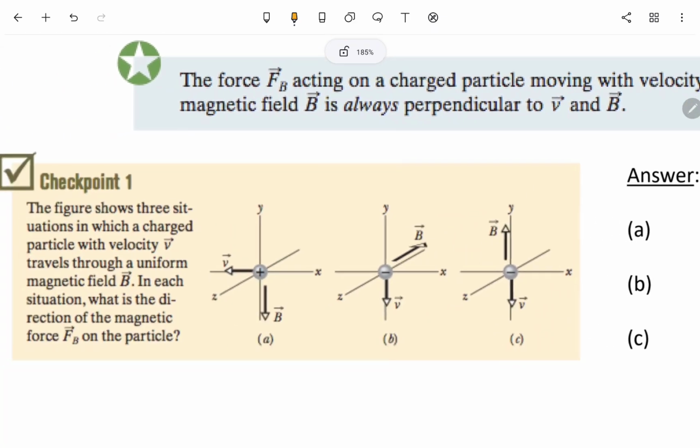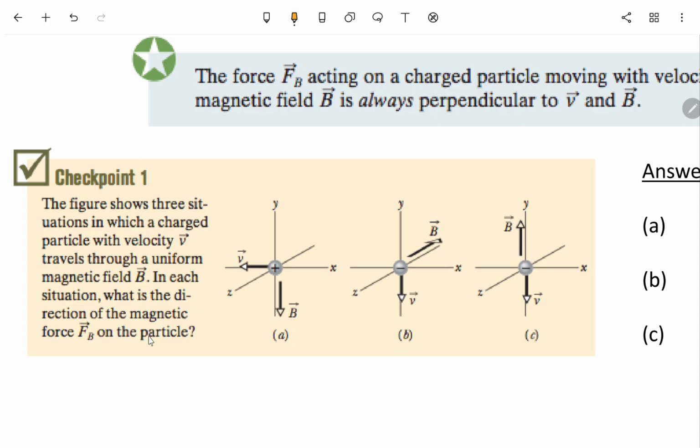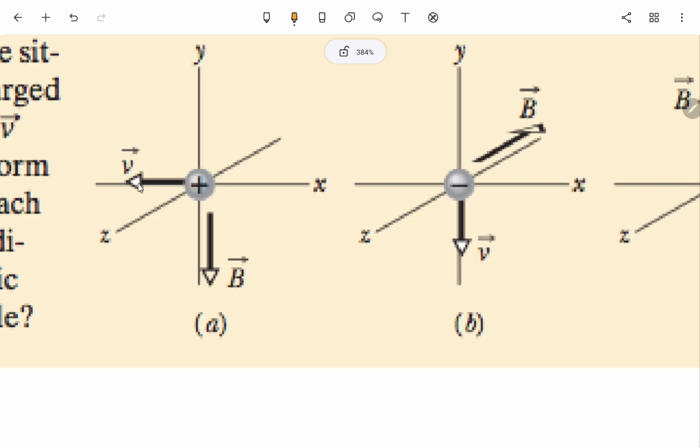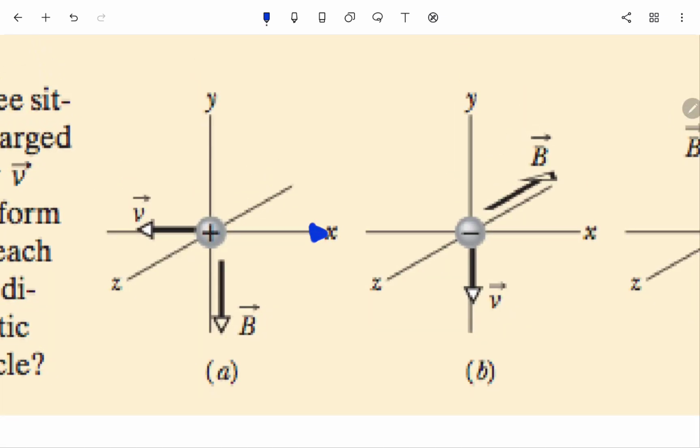Okay, so here we have a quick checkpoint. It asks you to determine the direction of the Lorentz force. For A, V and then B. Here this is the positive x-axis, this is the positive y-axis, and this is the positive z-axis. Keep in mind that the xyz axes also satisfy the right hand rule. If you point your finger in the x-axis direction and then cross it to the y-axis direction, your thumb will be pointing in the z-axis direction, which is out of the page.